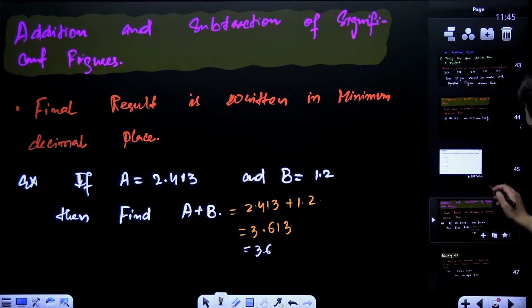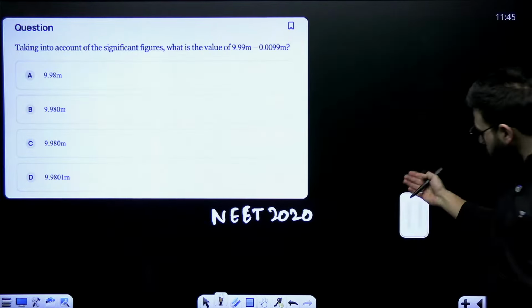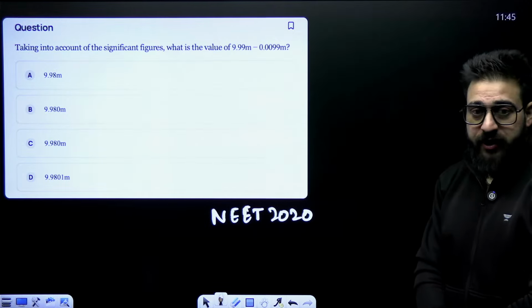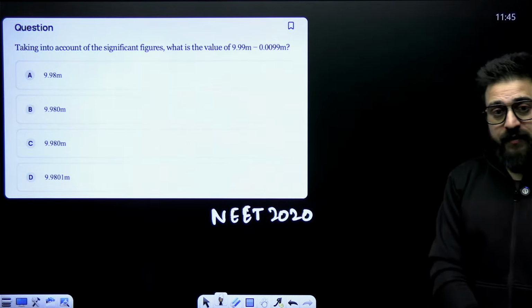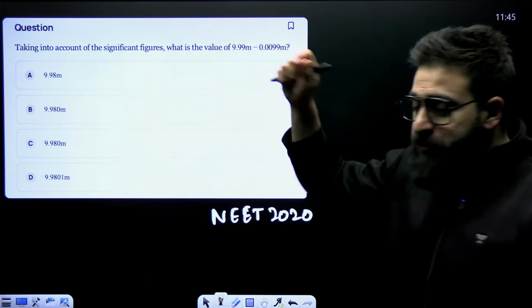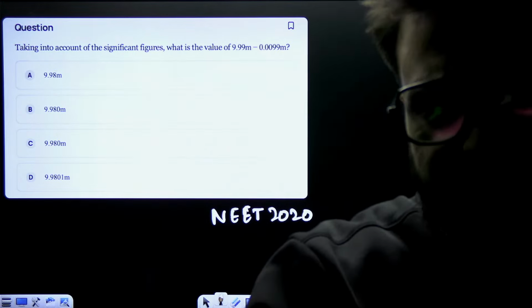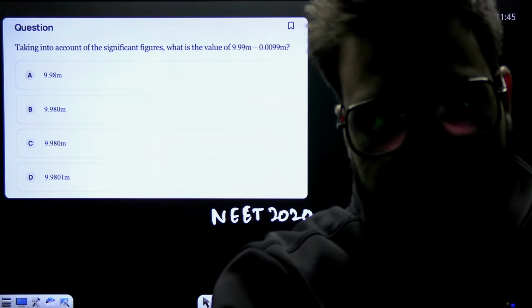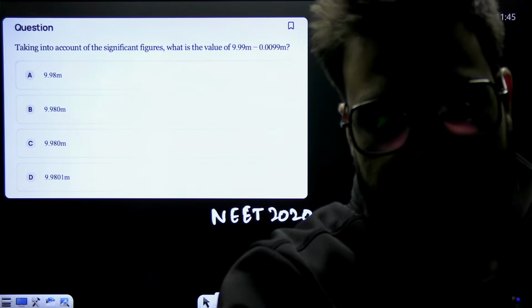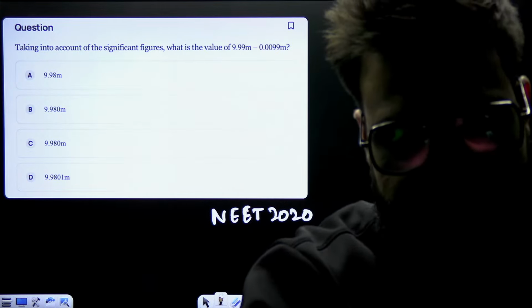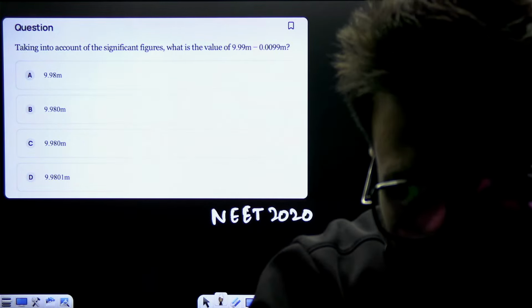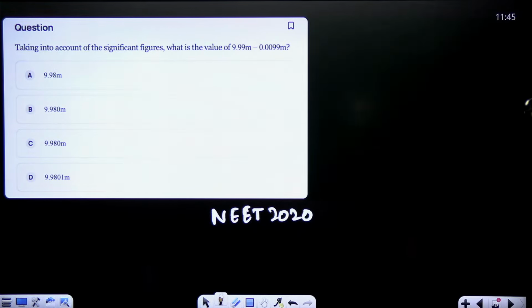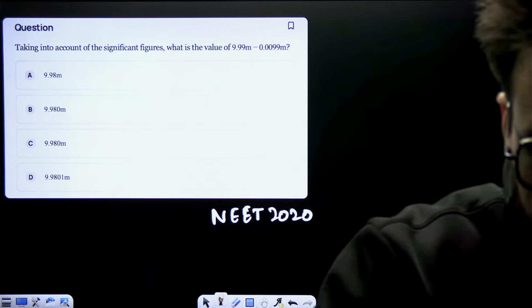Okay. Now, there was a question exactly asked in NEET 2020 on this particular thing. You guys are supposed to tell me which of the 4 options is correct without solving the question. Which of the 4 options is correct over here? In the chats, everyone, let me know.